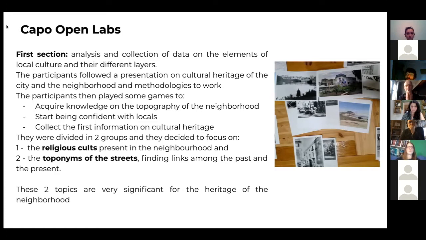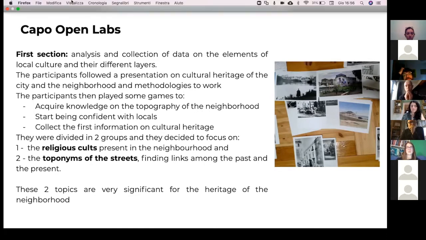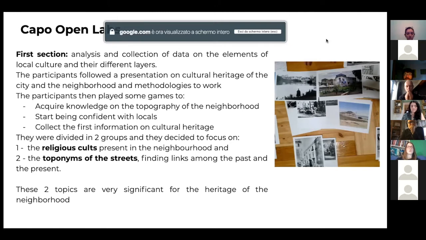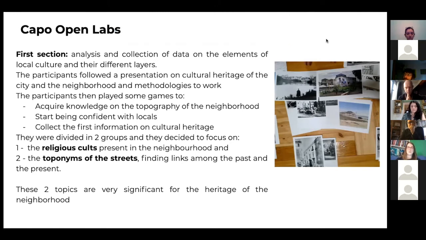So basically they were trying to get not only what kind of cultural or religious sites are within the neighborhood, but also how they relate to the population of the neighborhood. So if it's religious centers, if they're open also to the other religions or not. So it was especially about this that they were looking for information.